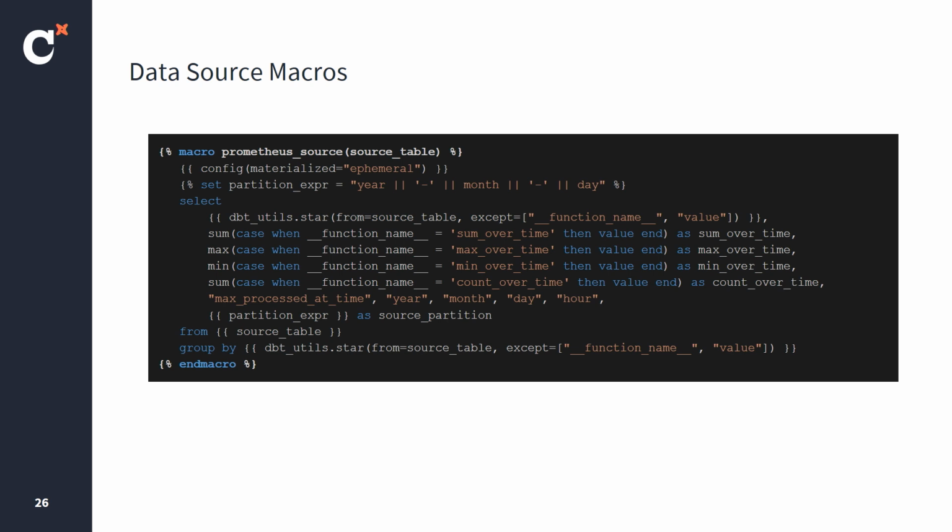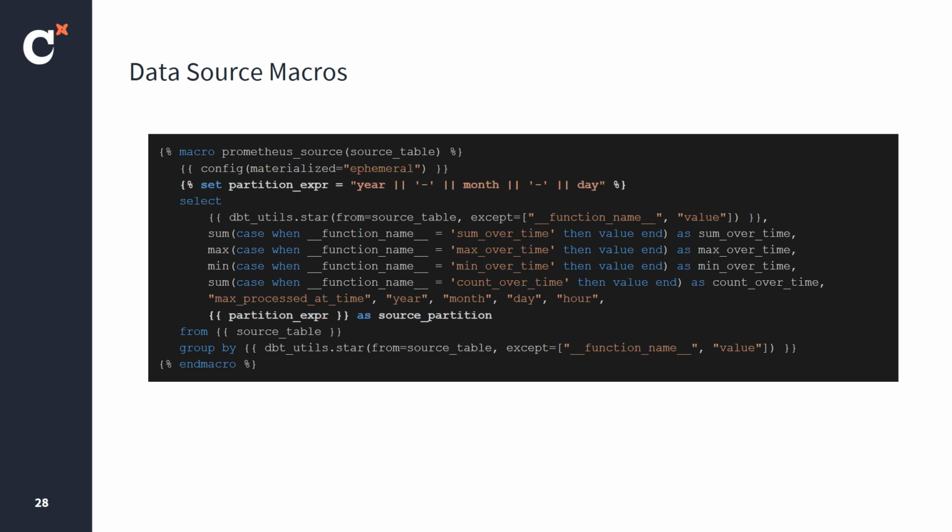I just want to show a little example here of what the source macros look like. Here I have a Prometheus source macro. As you can see, there are a few definitions in here that we apply across all these source models. One is the materialization. We control the materialization here, so users don't have to worry about the details of how to do this stuff.